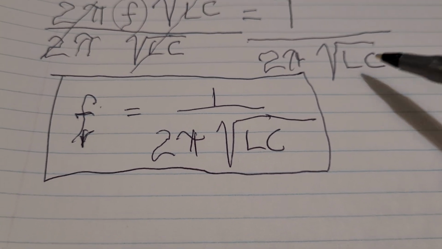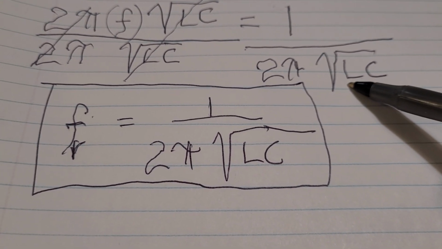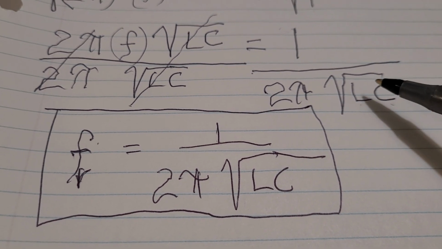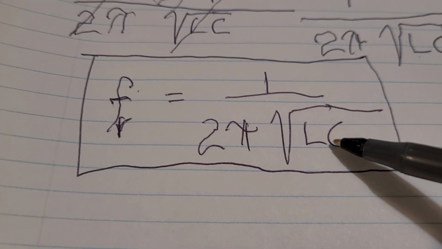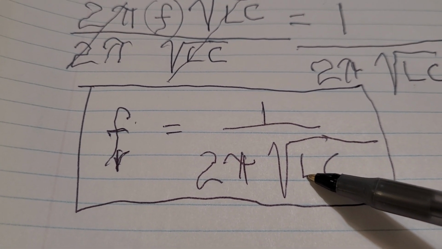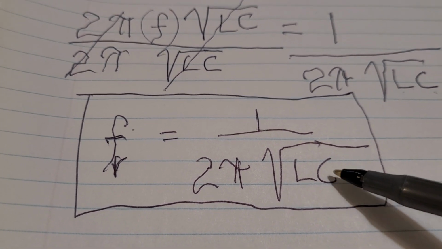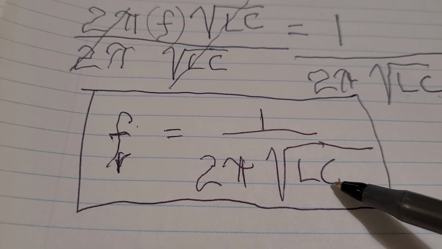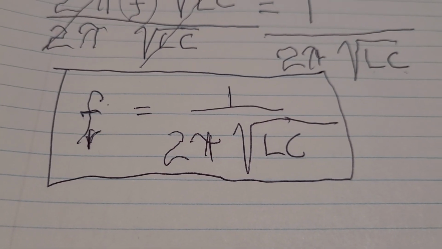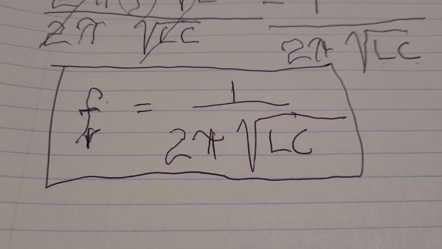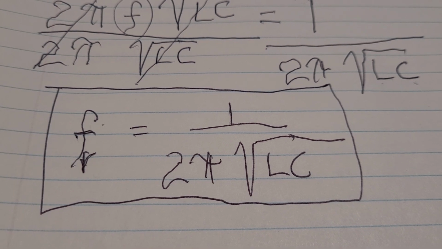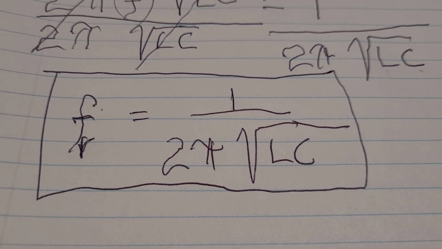And of course, L is in henries and C is in farads. So if you get, whoops, what's down here? If you get micro henries, microfarads, you have to deal with micro and micro or whatever. But there's your basic formula there. And I think I already have a video on here where we use that formula to determine the resonant frequency.